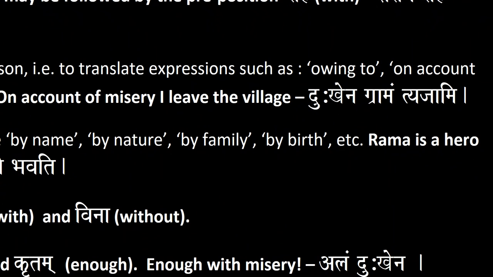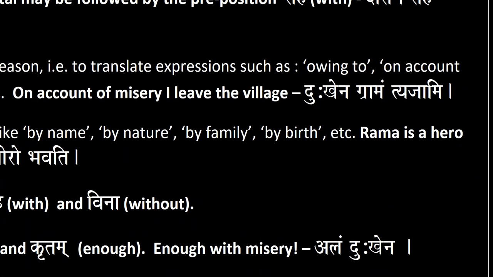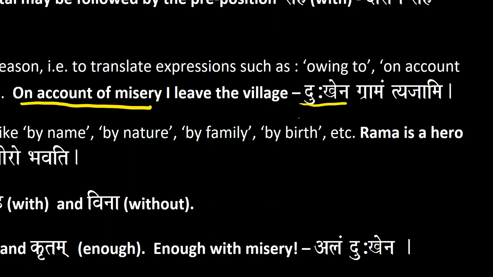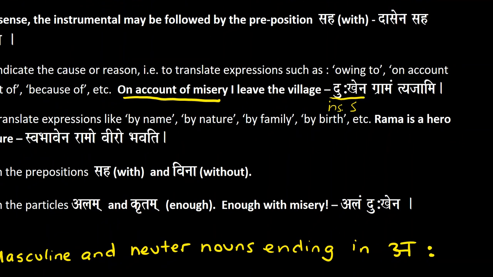So the example sentence here is, on the account of misery, I leave the village. So, I leave Tiajami Gramam, Duhkena Gramam Tiajami. On the account of misery, Duhkam becomes Duhkena, instrumental singular. Because of misery, I am leaving the village. I leave the village because I am sad, on the account of misery. Gramam is village. That is an accusative case because it's the object of the sentence, and tiajami, first person, I leave.